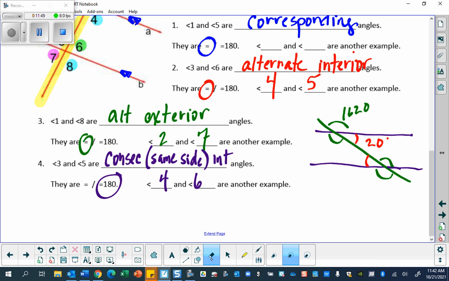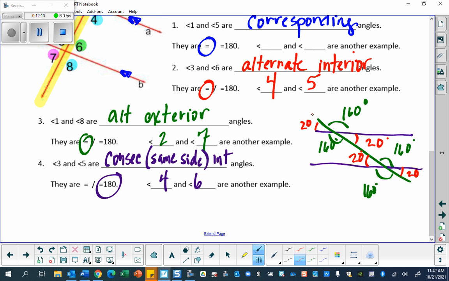No, not 1,620. For sure not. 160 degrees. Everything that's fat is 160. Everything that is skinny is 20.